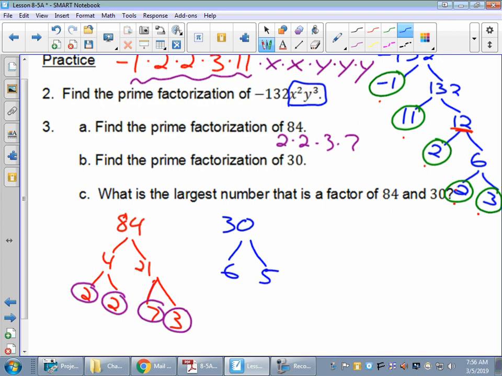5 I know is prime, so I can circle that. And then I'm going to go 6 is 3 times 2. And those are both prime as well. So it really doesn't matter how you did it, because even if you went 10 times 3, you'd have your 3 as a prime, and 10 breaks down to 5 times 2, so you'd have all these numbers anyways. So our prime factorization of 30 would be 2 times 3 times 5.